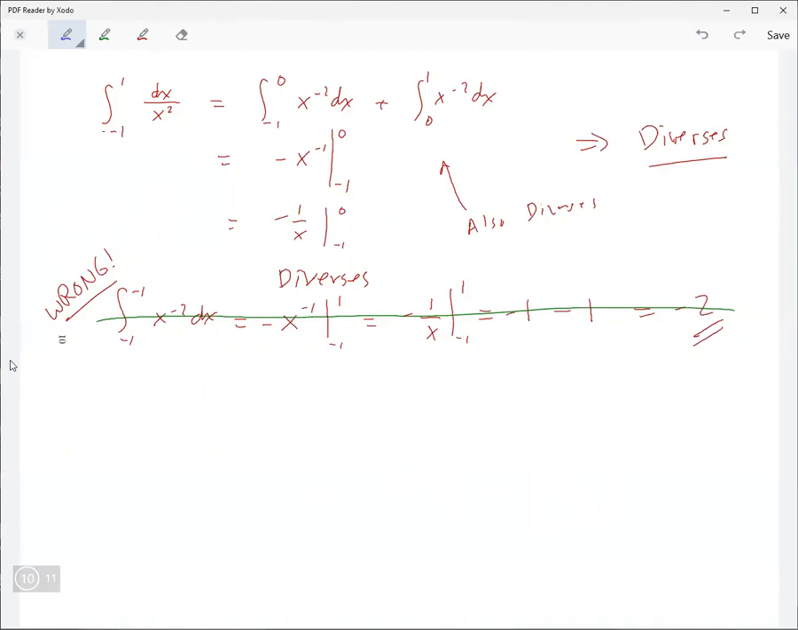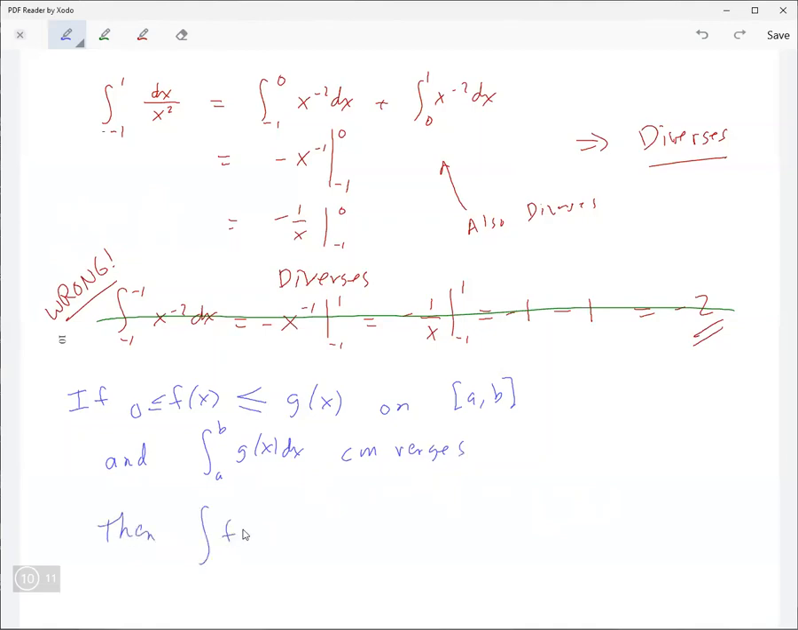Here's what you can do. You don't necessarily have to, you can use this, okay? If you have a function like this, but everything's positive though. If you have this right here on an interval from a to b, and this integral right here converges, then this integral here will converge.